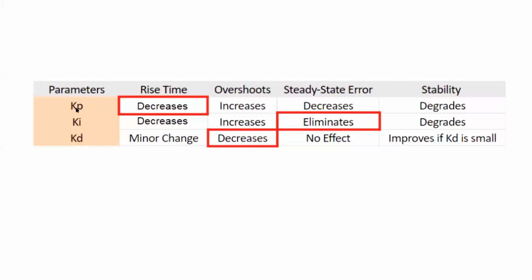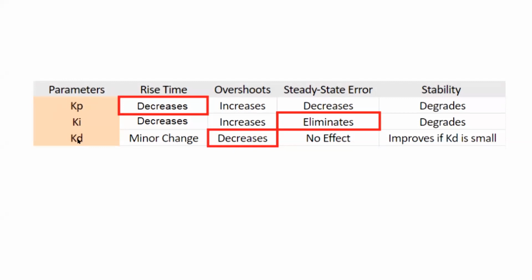Kp means the proportional gain, the value that you entered first. What it also causes is it increases the overshoot. You saw overshoot happening, so it increases. So this is a problem. Rise time decreases, this is good, so we'll be able to get the desired output faster. But overshoot increases, this is a problem. Steady state error decreases, but doesn't go to zero. Some error will always be there if you use only Kp.